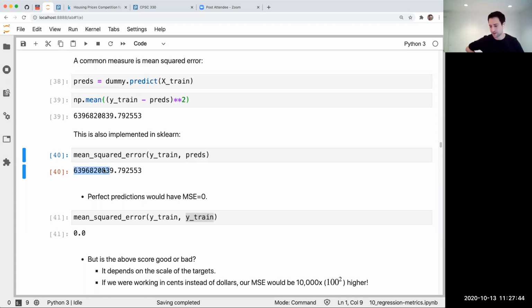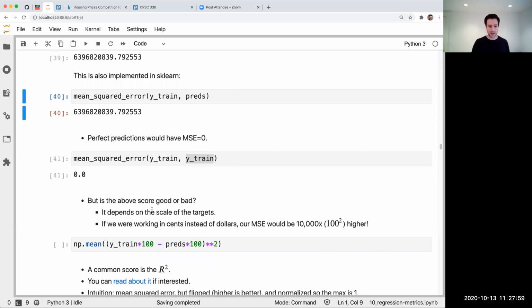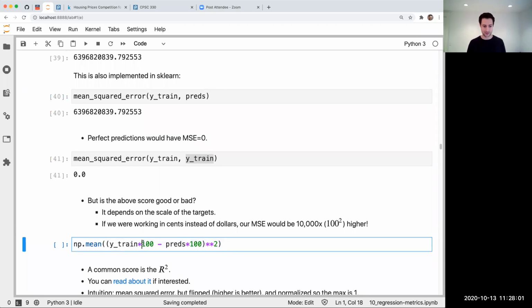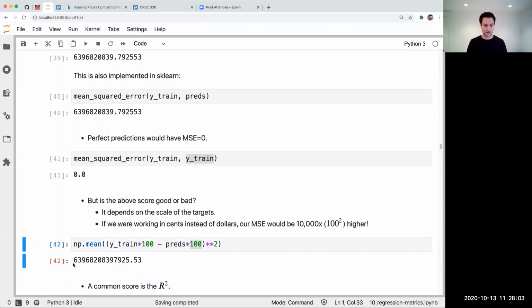We never had to deal with units of the targets in classification. They were just categories, but now we have units. And so we have to think about that. And so it'd be kind of nice to have an error metric that didn't depend on the units of the targets. So here's just an example saying if they were in cents instead of dollars, then you'll get a bigger mean squared error, 100 times bigger.